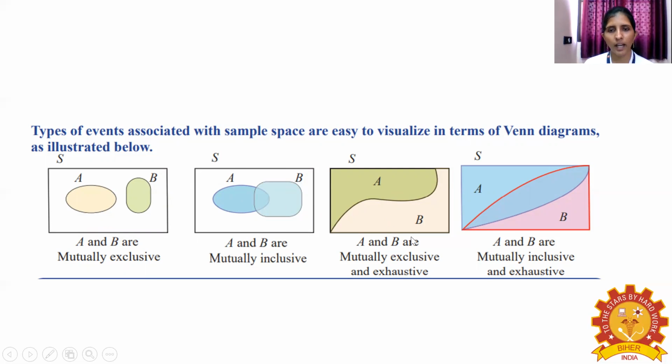Next, A and B are mutually exclusive and exhaustive. That is, they will be disjoint, but all the elements in set A and set B will fill the sample space, the set of elements of the sample space. So that is the meaning of this. If A and B are mutually inclusive and exhaustive, then we do have certain elements which are common between A and B, and the whole set A and B contains the set of sample elements. So this is a simple diagrammatic representation.